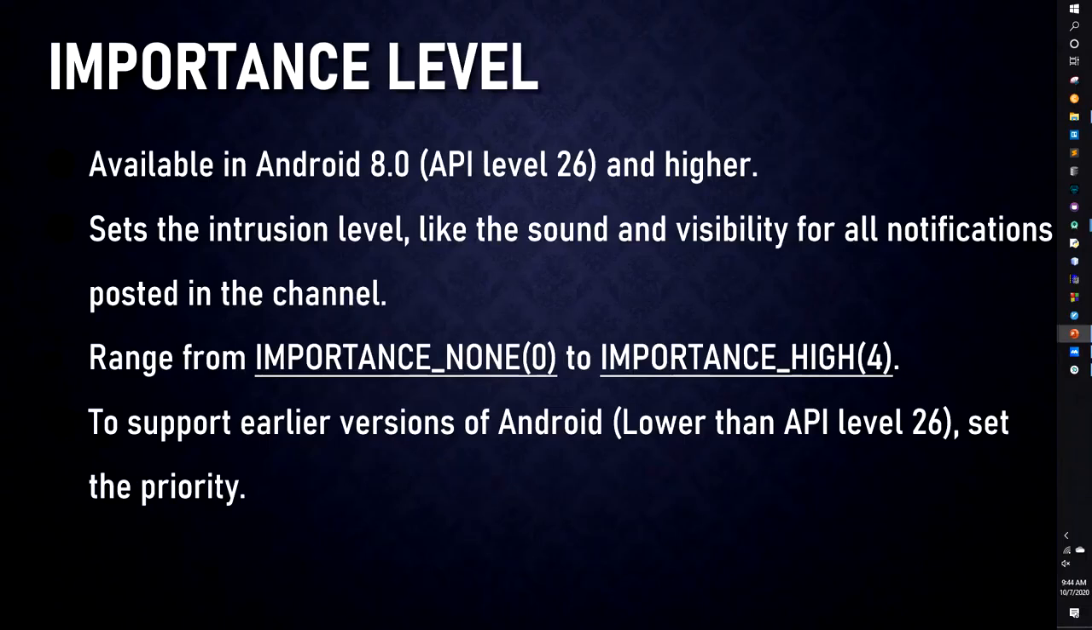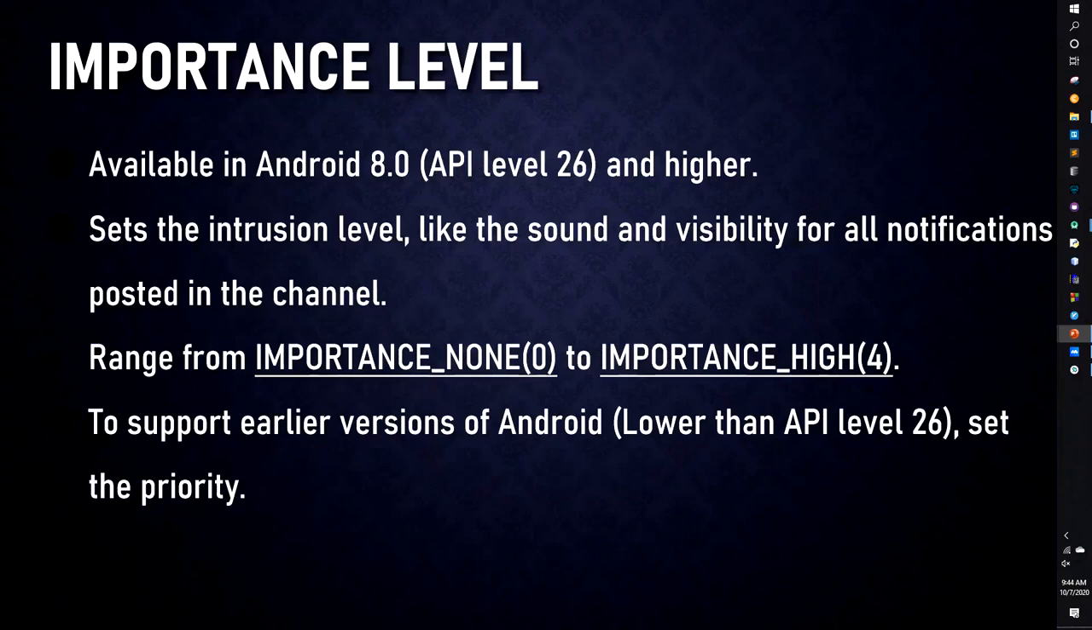So you can set the intrusion levels like sound and visibility for all notifications posted in that specific channel. The range is from none to high, and the default is importance level high, the medium one. And to support the lower versions of Android, you set the priority level.